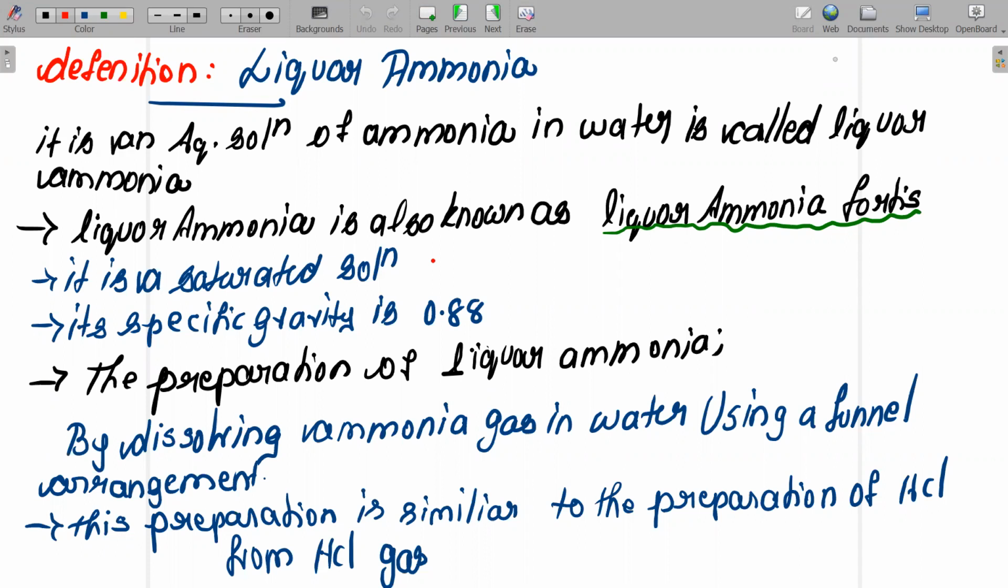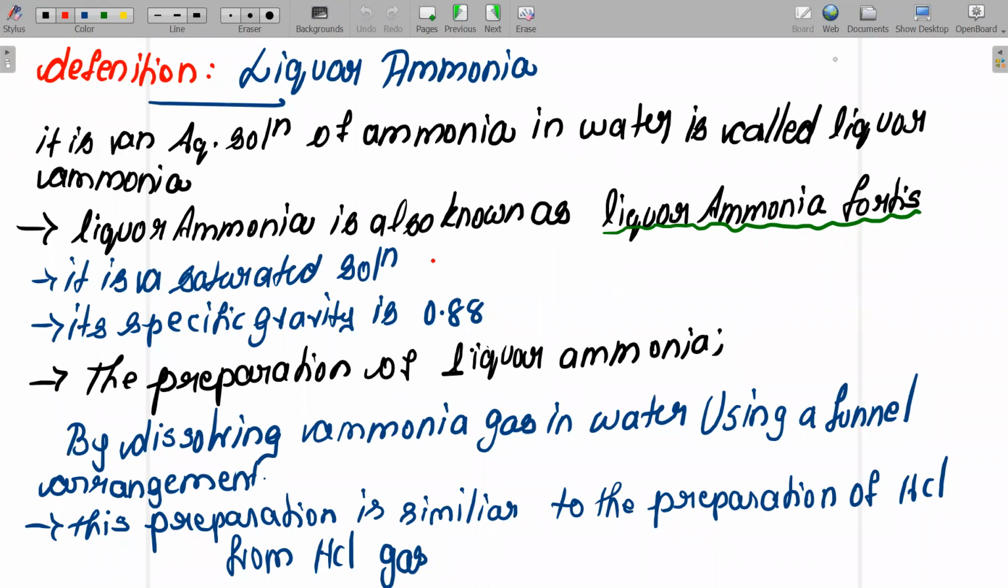This liquor ammonia is also known as liquor ammonia fortis. Understood? Liquor ammonia, another name is nothing but liquor ammonia fortis. This particular solution is a saturated solution and its specific gravity is 0.88. These are the general characteristics of liquor ammonia I'm giving. Understood? So listen carefully, children.